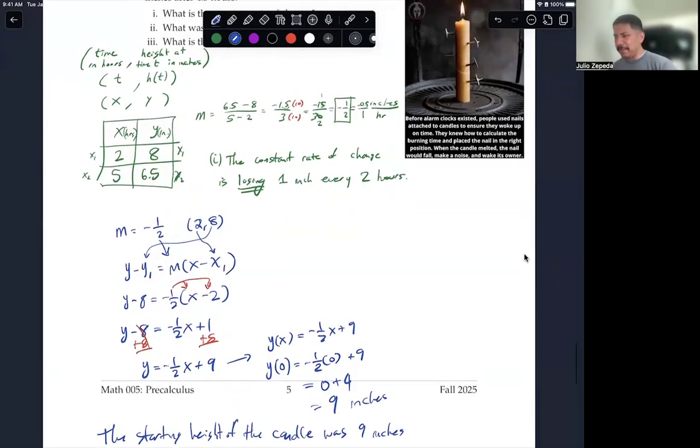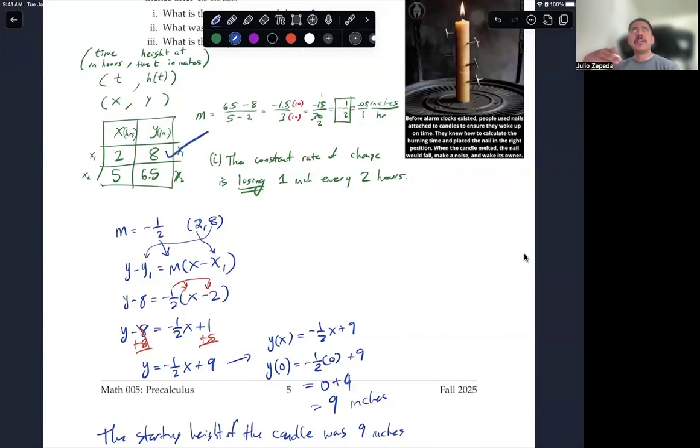And is this correct? Can we check this? Well, yeah, because it says after 2 hours, it's 8 inches. And we know that it's losing half an inch each hour, or 1 inch every 2 hours. So after 2 hours, it's 1 inch less. That's 9 minus 1, which is 8. Yep, that makes sense. That checks with our table here.